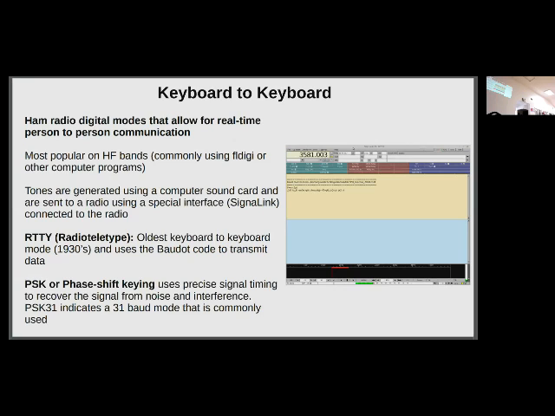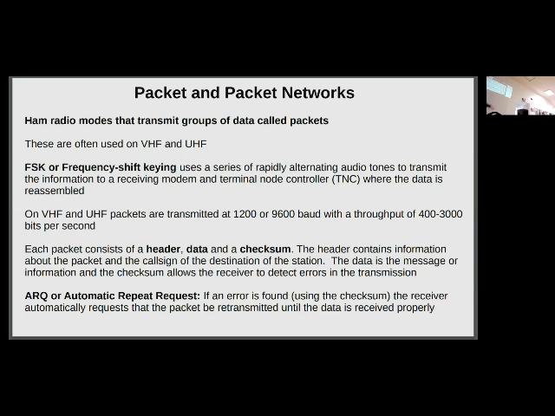So I can actually type in right here, and as I'm typing, it's actually sending out those letters, and other people can see them, which is kind of fun. So you can send text messages, keyboard to keyboard. PSK31 is just one. The 31 is just how fast it is, 31 baud. And there's just different ones.